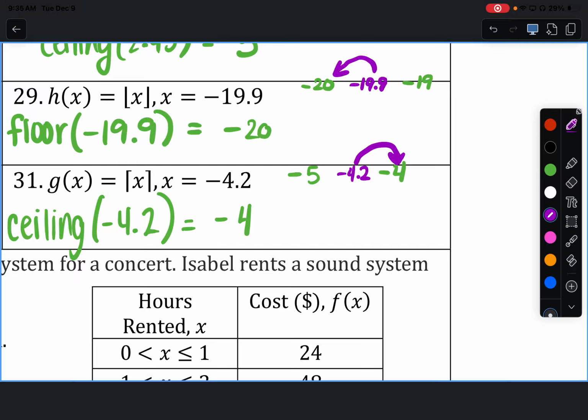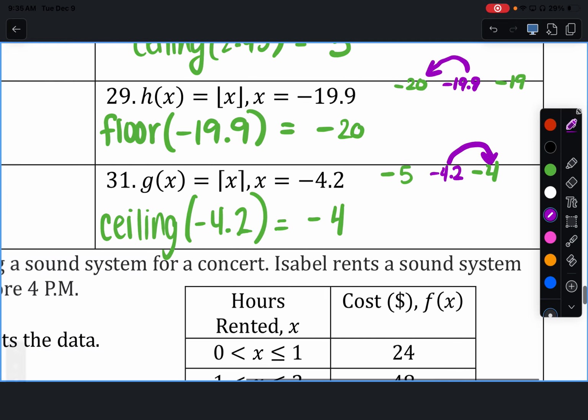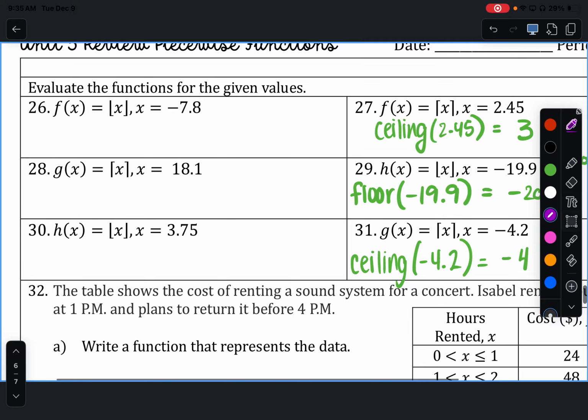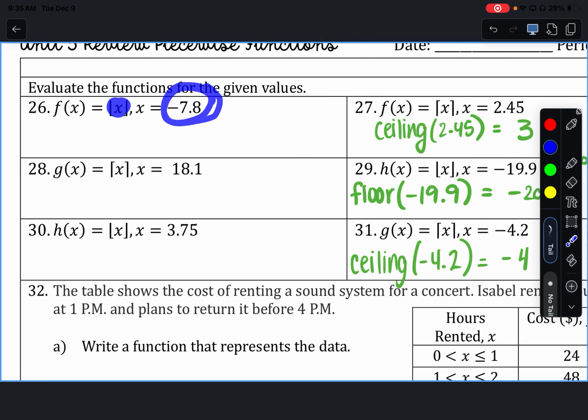If you are ever unsure of what number it needs to go to, do the numbers immediately on both sides of it and ask, does it go up or does it go down? So just for funsies, we'll look at a couple of these over here. Is 26 a ceiling or floor function? Floor. So we have to take negative 7.8 and take it to the number below it. What would that be? Negative 8.